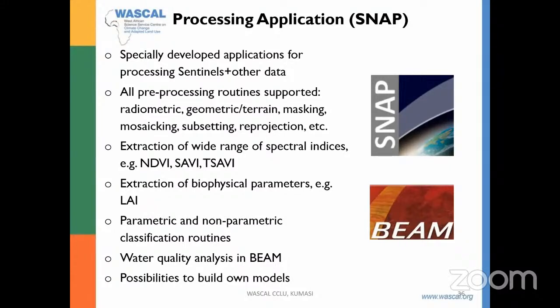The SNAP also provides us with similar tools, which is solely for Sentinel and other data set applications, which go through pre-processing routines like radiometric correction, geometric correction, masking, subsetting, and reprojection. We can also extract some indices as we talk about vegetation characteristics. These indices can also be extracted using the SNAP, such as the NDVI and the SAVI. Some biophysical parameters can also be extracted, such as the leaf area index. And Sentinel has a toolbox called the BEAM. This can also be used in water quality analysis, and some parametric and non-parametric classifications can also be done.